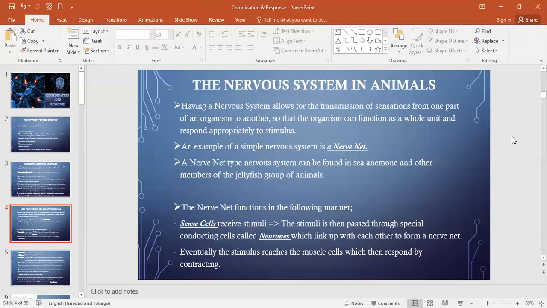Based on the information relayed from the sense cells to these neurons, the muscle cells in whether it be a jellyfish or an anemone would react accordingly, right? So let's just say you touch a jellyfish or you touch a sea anemone, it will retract because it is reacting to you touching it. When you touch it, that electrical impulse will be transmitted from the sense cell all the way through the neurons, and then it will cause the muscles of the sea anemone to contract and pull away because it's sensing danger. All right, and that is simply how a nerve net functions.